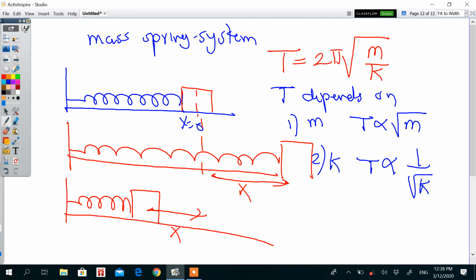Again, how does this happen? For example, if the mass is quadrupled, increased 4 times, the period will be doubled because the square root of 4 is 2. Now let's come to K. If the spring constant, for example, is increased 9 times, instead of K it's now 9K. This means the square root of 9 is 3. So T will become 1 over 3, T will decrease by 3 times. That's all for the mass-spring system.